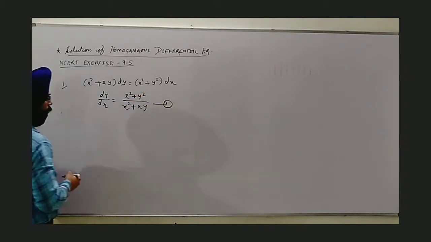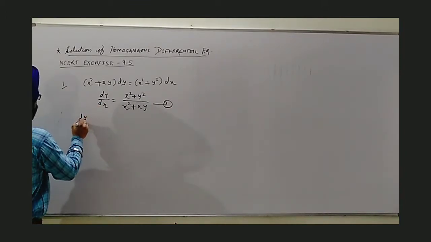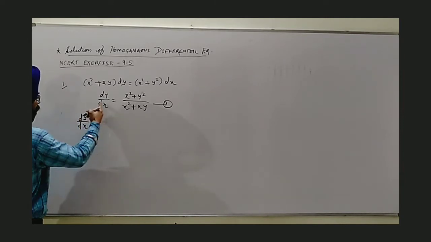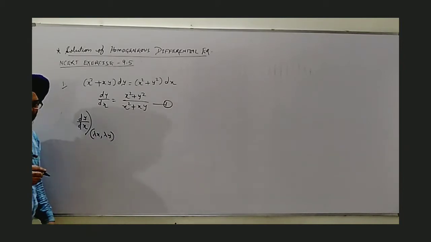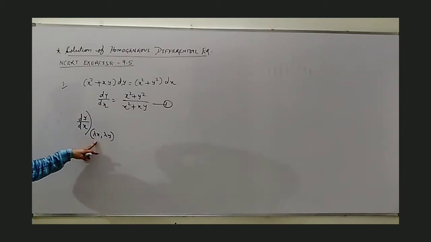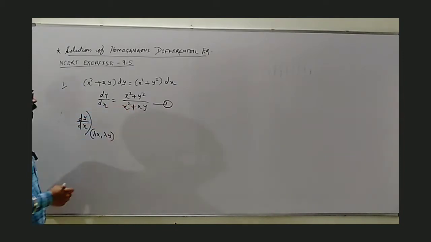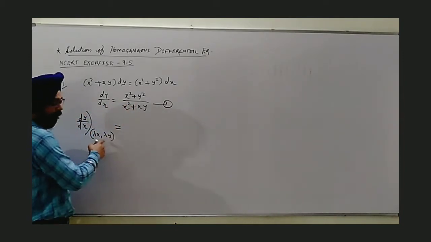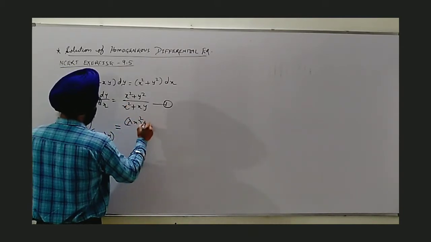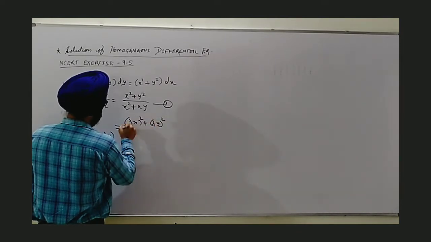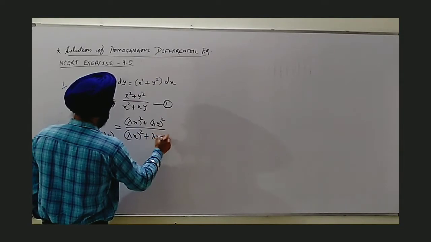Call it equation 1. After this, we find the value of dy by dx for lambda x, lambda y. I repeat, these steps I have explained in the previous lecture. That means replace x and y in all the terms on the right hand side by lambda x and lambda y, where lambda is a constant. So we write here (lambda x) whole square plus (lambda y) whole square, upon (lambda x) whole square plus lambda x into lambda y.